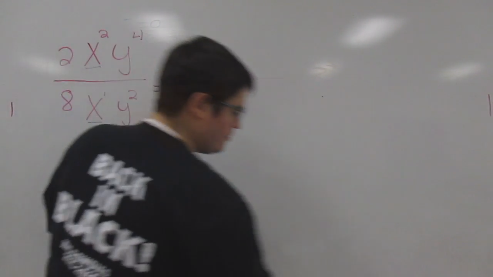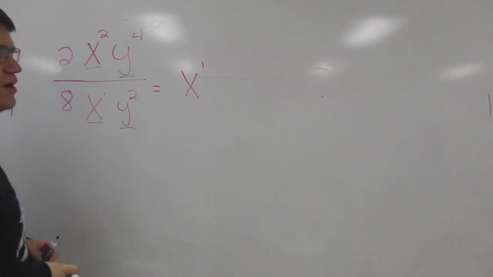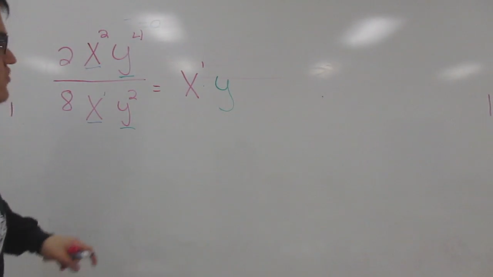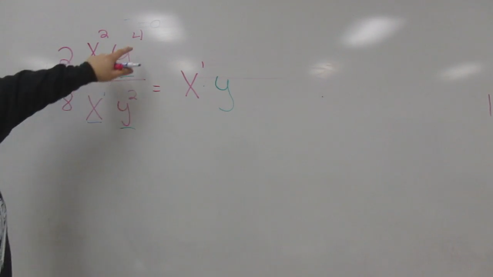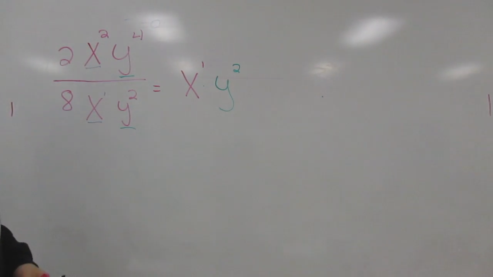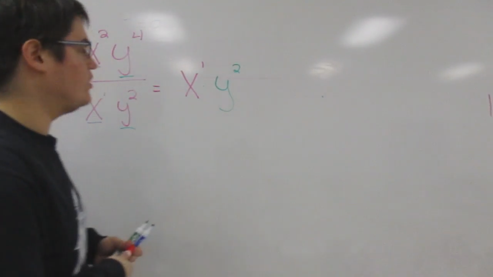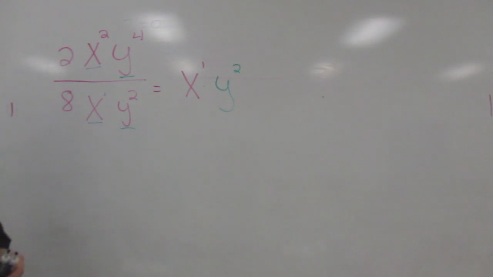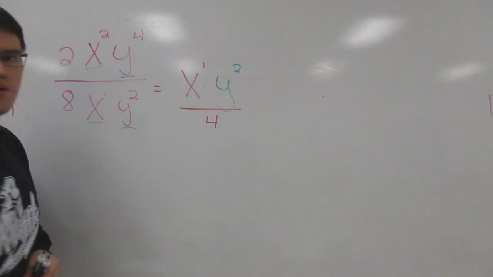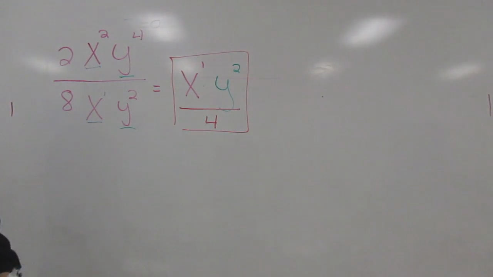And now I can do the same exact thing with y. So I have y to the 4th divided by y squared. Same base being divided, we subtract the exponents. 4 minus 2 gives me 2. And then finally I can look back at my numbers. Well, 2 divided by 8 is 1 over 4. So all this is over 4. So here is what it simplifies down to.